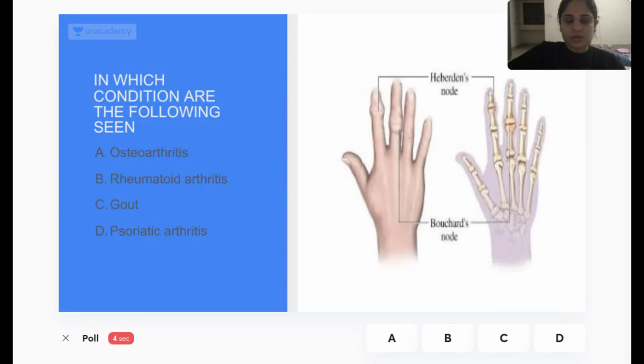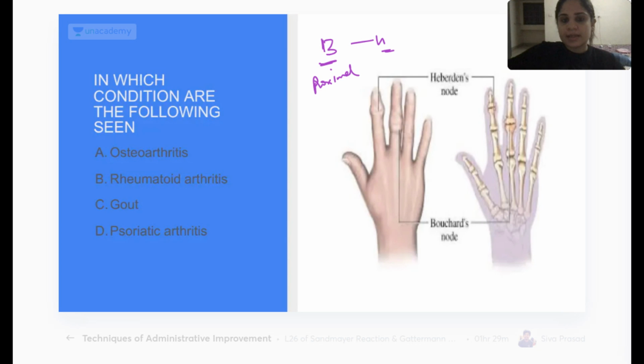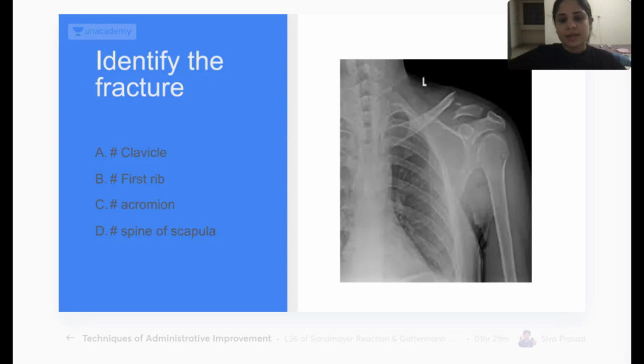Heberden's nodes and Bouchard's nodes. Okay. How do I remember it? I remember it as B comes before H. When you do A, B, C, D, E, F, G, H, B comes before H. So B is more proximal and H is more distal. Okay. So you have Bouchard's nodes and Heberden's nodes. Both of these are seen in osteoarthritis. Clear? Okay.